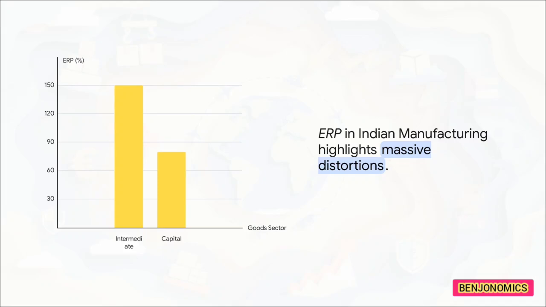Meanwhile, capital goods had vastly lower protection. This proves for sure that just measuring nominal tariffs is totally inadequate when you're trying to figure out the complex incentives governments are actually creating for domestic production.